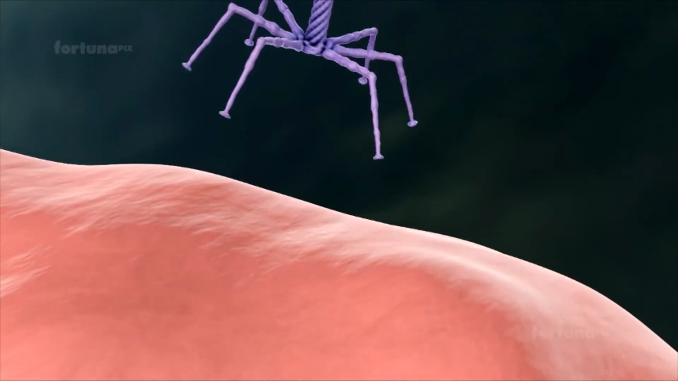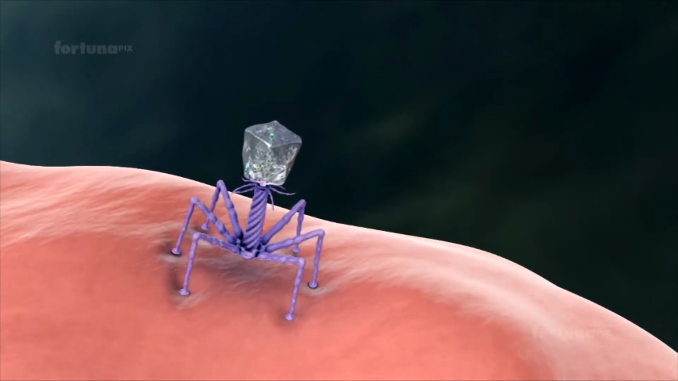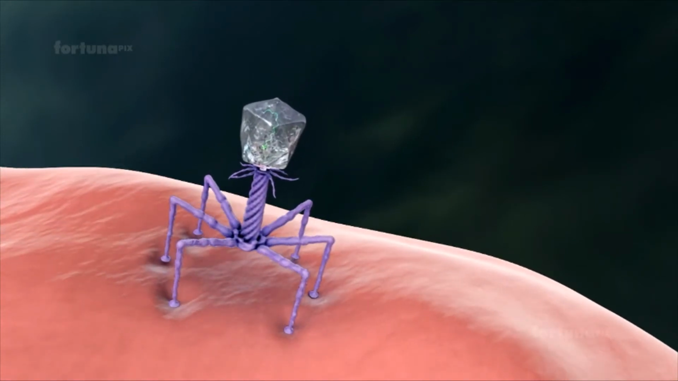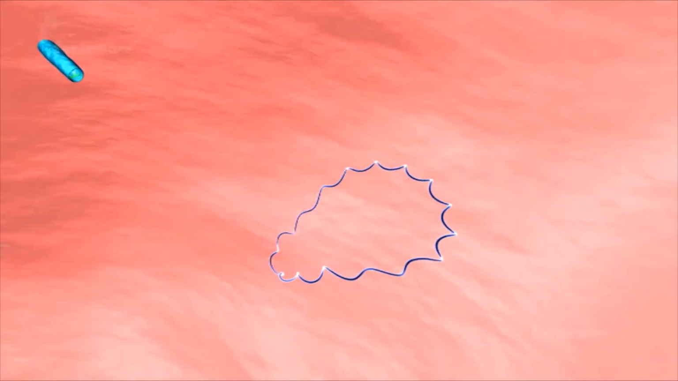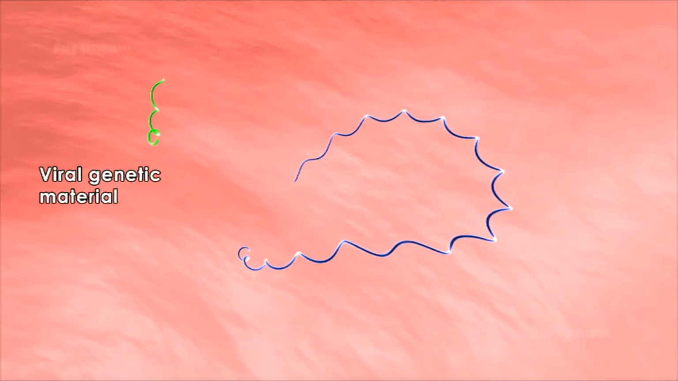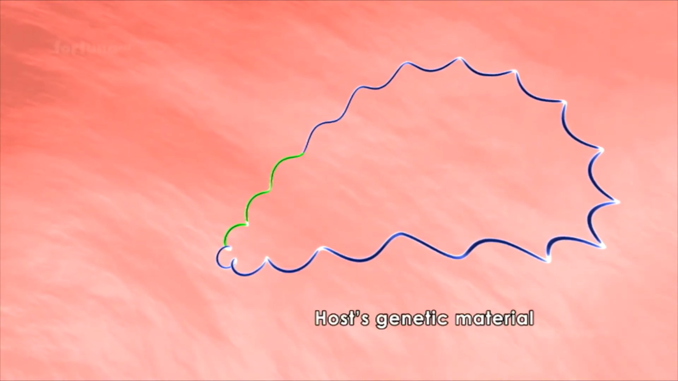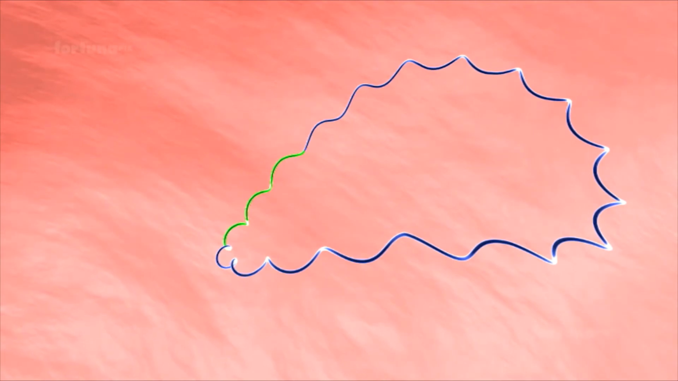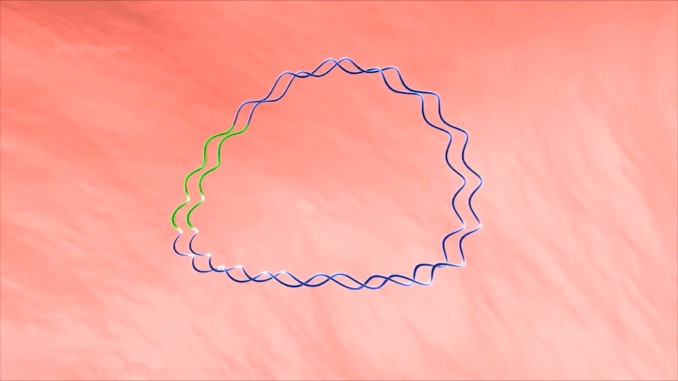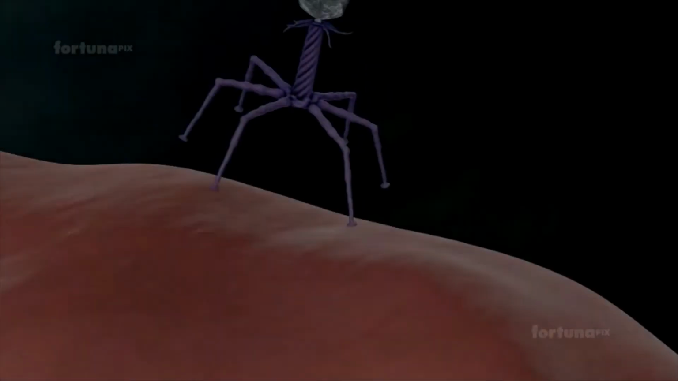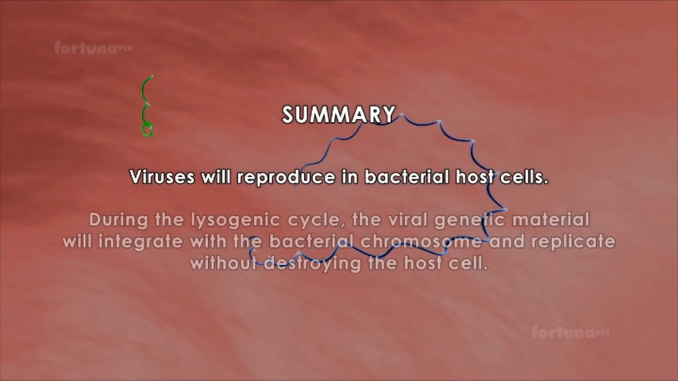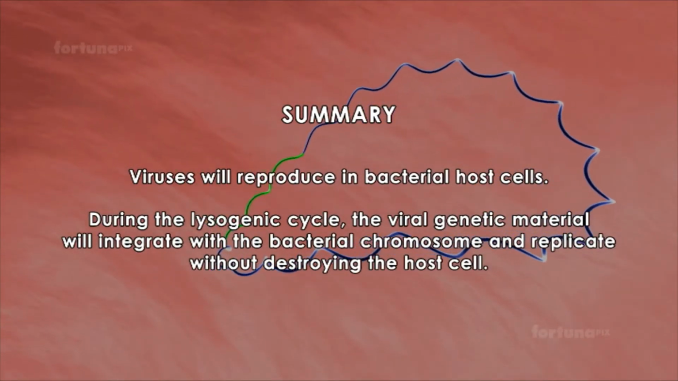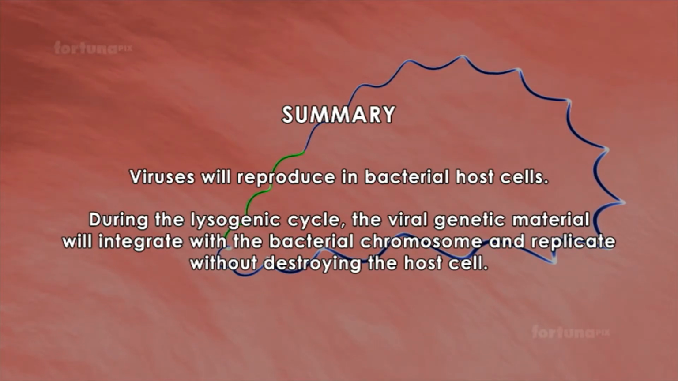Lysogenic or temperate infection does not result in the lysis of the bacterial host cell. A bacteriophage will attach to the cell's surface and release its genetic material into the host. Once inside the host cell, the viral genetic material will integrate with the host genetic material, utilizing it to express viral genes instead of bacterial genes. As the bacterial cell replicates its chromosomal DNA, the viral component will also be replicated. Summary: viruses will reproduce in bacterial host cells. During the lysogenic cycle, the viral genetic material will integrate with a bacterial chromosome and replicate without destroying the host cell.